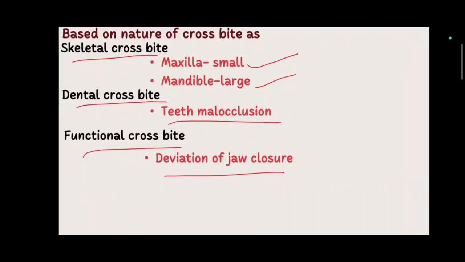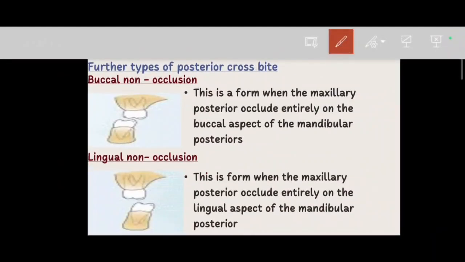Now, further types of posterior crossbite. The posterior crossbite has two more forms. That is buccal non-occlusal. This is a form where the maxillary posterior teeth occlude on the buccal aspect of the mandibular posterior teeth. So here the upper teeth are too much outside. Suppose this one is the buccal side and this one is the lingual side. The upper teeth are more buccally placed. It is called the buccal non-occlusal.